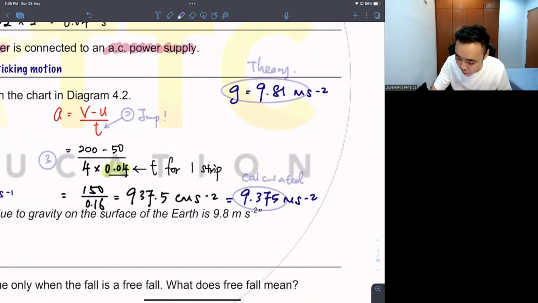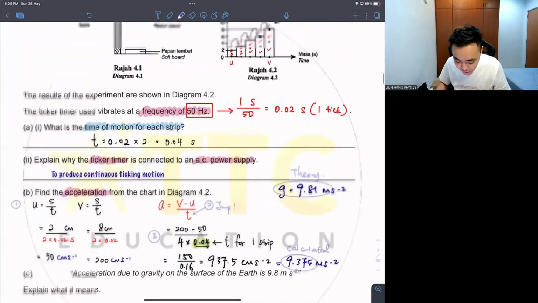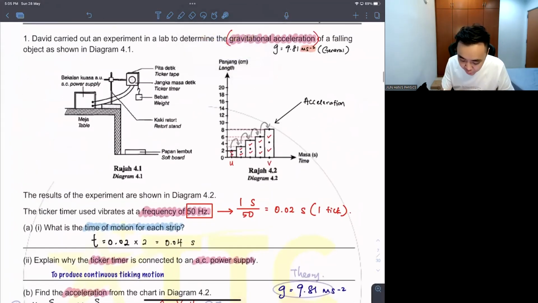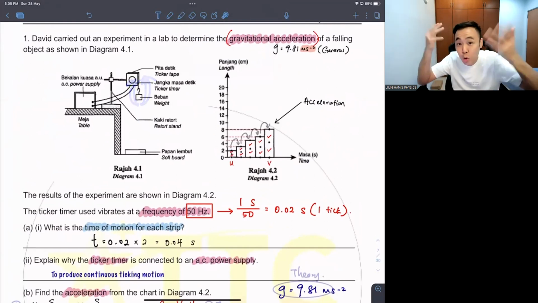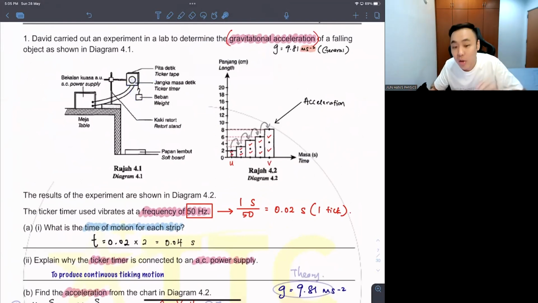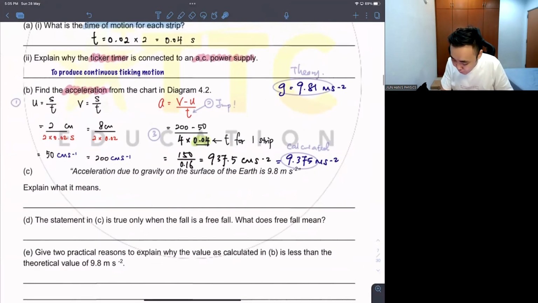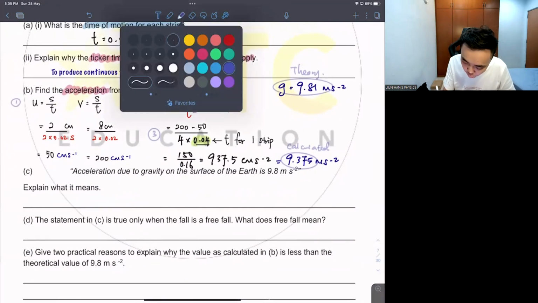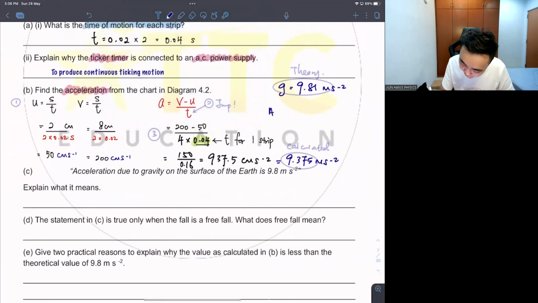So, simple. Theoretical value, 9.81. Whatever you calculated, 9.3. Why? Because of how you do the experiment, you let it fall. When it falls, your surroundings have air friction, which slows you down. That's the simple reason why it's lesser: we have something called air friction. Air resistance, air friction, same thing. You can say friction, you can say resistance, same. This is the reason causing the value to be different.